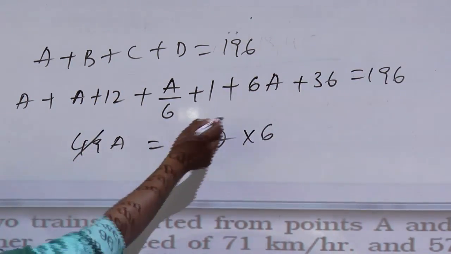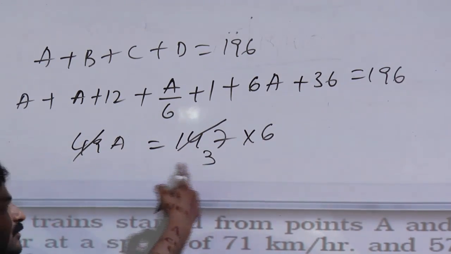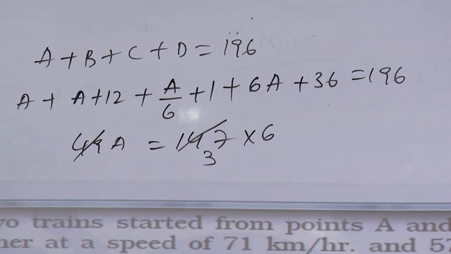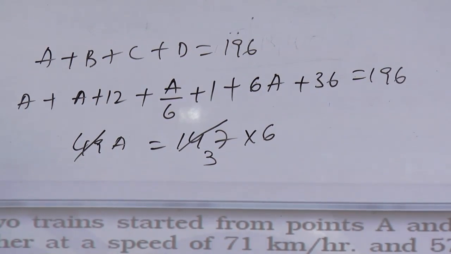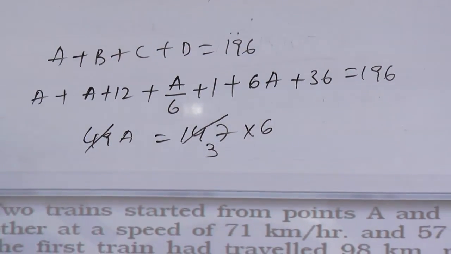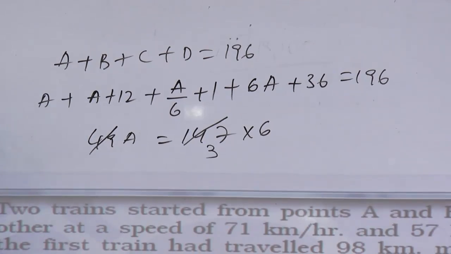49 how many times? 3 times. So a is equal to 18. I am writing a value here. a plus 6 is 24, and that should be equal to b minus 6. b minus 6 is 24. b is 30.